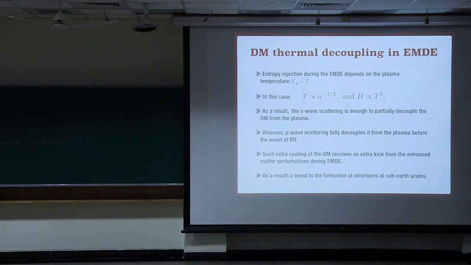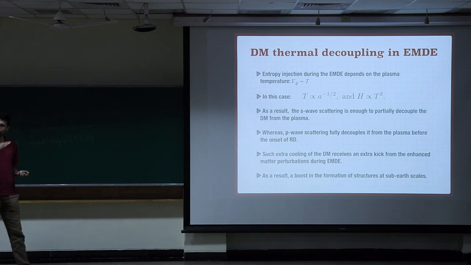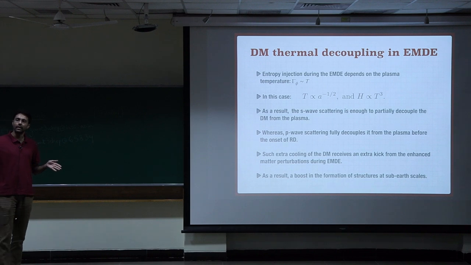So in that case, one can actually show you, I'll give you some explicit examples, that the S wave is itself enough to get it decoupled in the matter dominated era. So one need not go to the P wave for this decoupling of the dark matter in the matter dominated era.